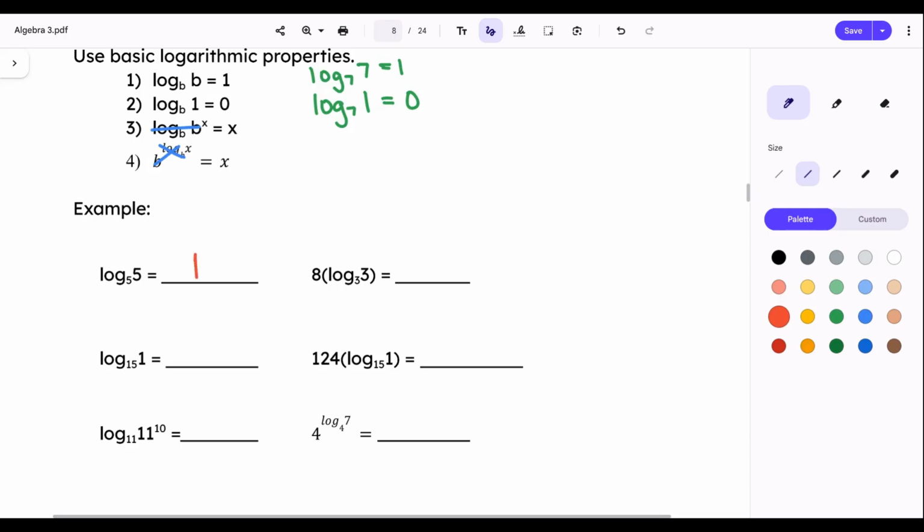Okay. The next one, log 15, 1, that should be equal to, good, 0. That looks just like the second one we talked about. Okay, and then the third one here, log 11 followed by 11. Remember we talked about that up here on number 3. Those cancel off, and you're left with just the exponent, which is a 10.